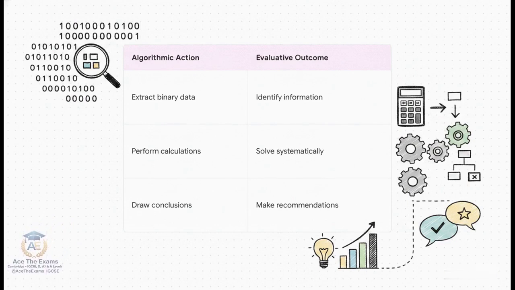This table brilliantly illustrates how you map your algorithmic actions directly to evaluative outcomes. For example, if you extract data from binary representations, you are proving to the examiner that you can identify given information. When you perform calculations or manipulate arrays within your OOP class, you are showing you can systematically solve a problem. And crucially, when you draw evidence-based conclusions about why your class structure is the most efficient, you are making justified recommendations. This is exactly where the PEAL framework saves you.